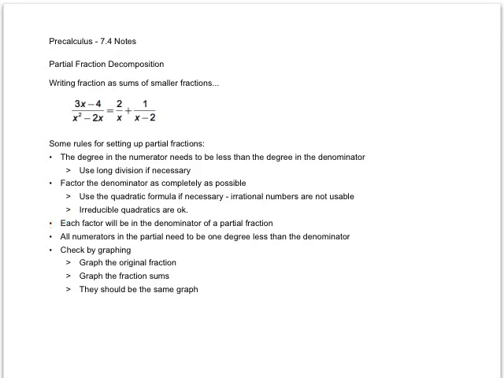Each factor that you come up with in the denominator will be part of the partial fraction. As you can see up here, if we were to factor this, this would be x minus 2 times x, and we have x, and we have x minus 2. All numbers in the partial need to be 1 degree less than the denominator, and again, you can see that up here. We've got an x for the denominator and nothing, and an x and a nothing, okay, for the degree. And you can check all of these by graphing. You can graph the original function, graph what your sum is, and they should be identical. And you can even look at your table of points and determine whether or not they're the same thing.